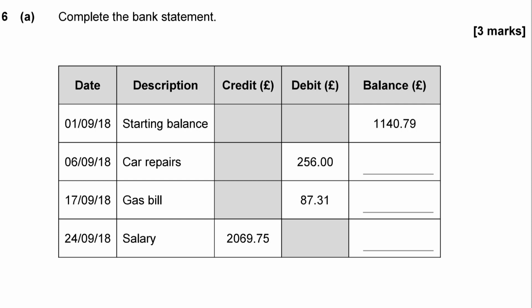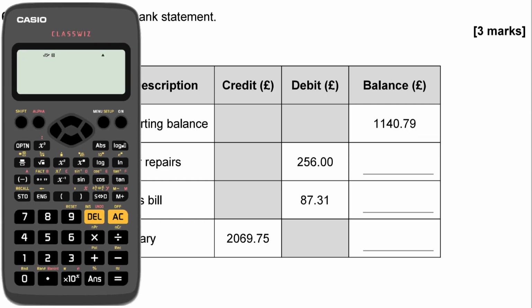So the first thing that then changes is that car repairs happen on the 6th of the month, and that costs £256. So we can work out our new balance by taking our old balance of 1140.79 and subtracting the debit of £256. Okay, that's coming up for me on my calculator as £884.79. Then a bit later on in the month the gas bill is due, and it costs £87.31.